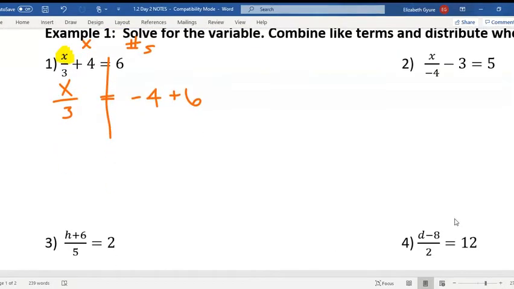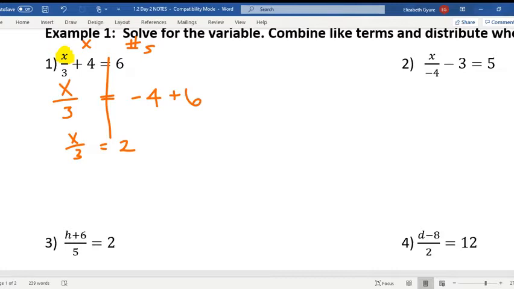Okay. So now, do we have any like terms we can combine? Yeah, which ones? Negative 4 and 6. So what is negative 4 plus 6? Think of it this way. One's adding, one's subtracting. What's 6 minus 4? 2, right? And do you have more positives or more negatives? Positives, so it'll be a positive 2. You might have done something weird and multiplied. So x over 3 equals 2.